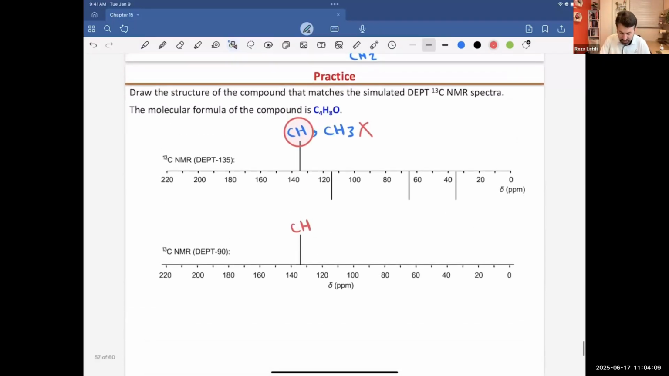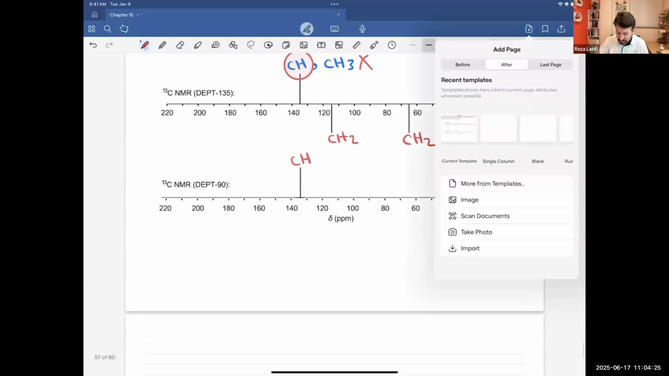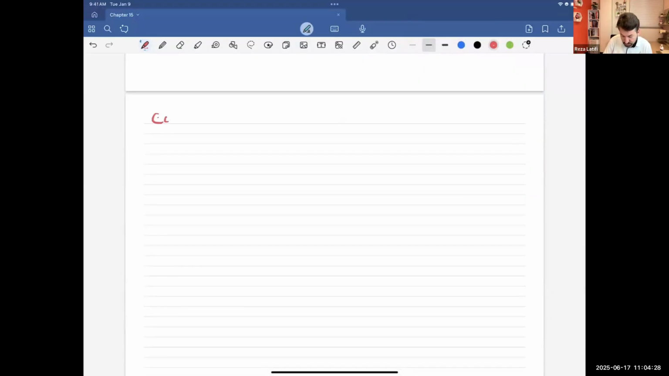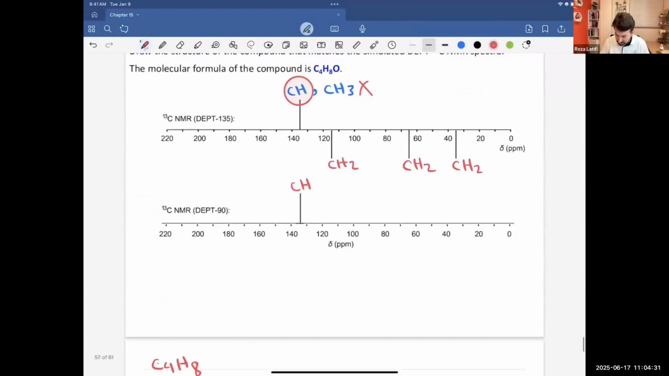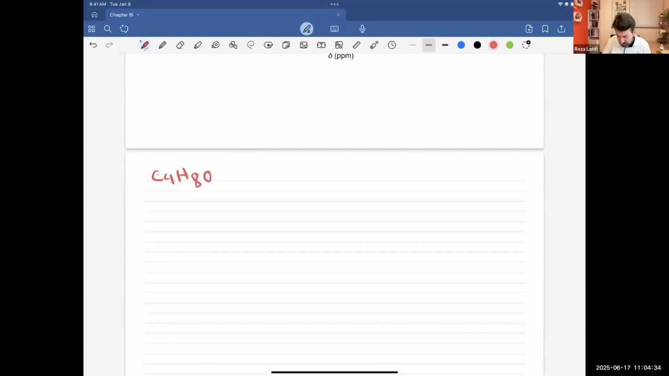Okay. And what else? I have negative peaks. Those are CH2. How many of them? I have 3 of them. So I have 3 carbons that are going to be CH2, and no terminal methyl groups. Okay, let's go after the hydrogen deficiency of the system. We have C4H8O, I believe. Yes, O.